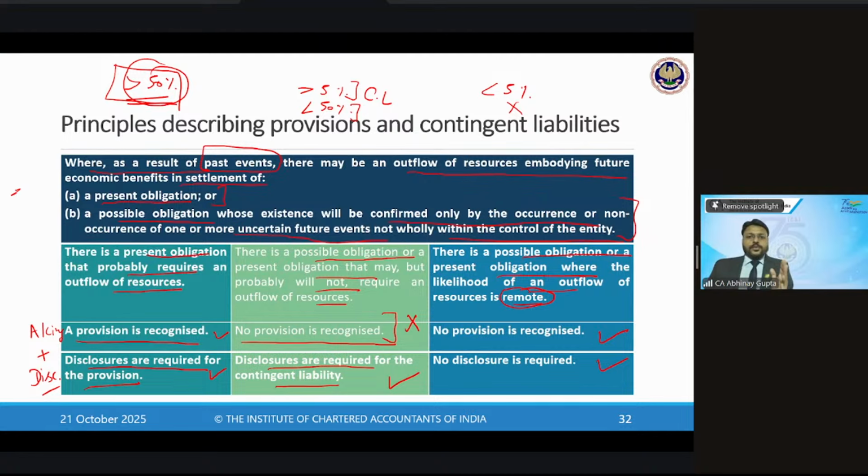Not probable means less than 50%. Right? But it is not saying remote, so it means at least more than 5%. And remote means rare, so less than 5%. Clear? Any questions, doubts here?